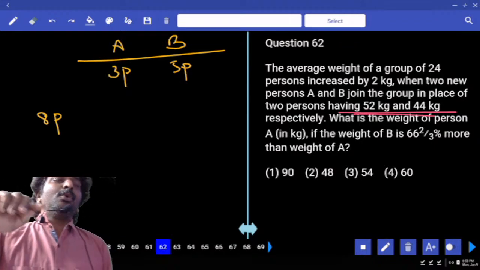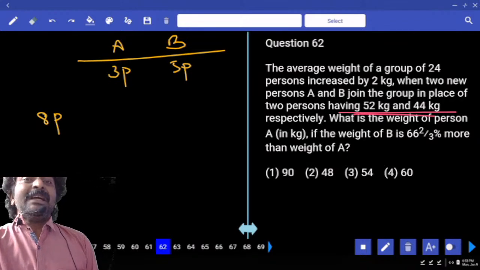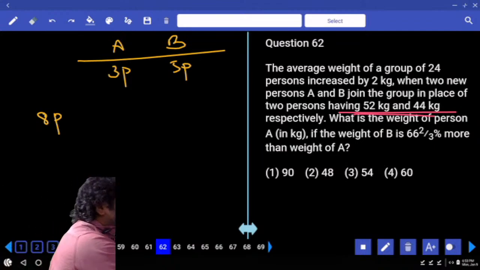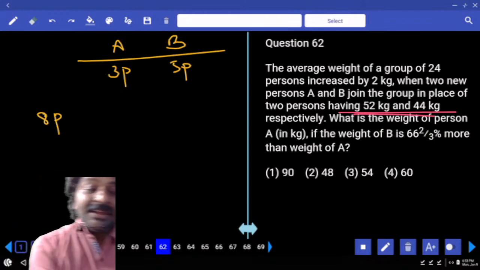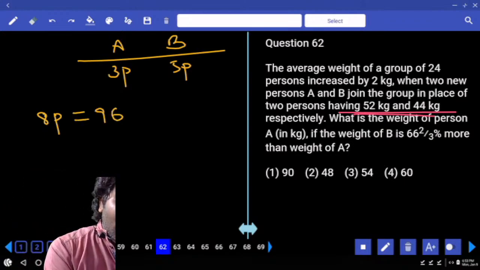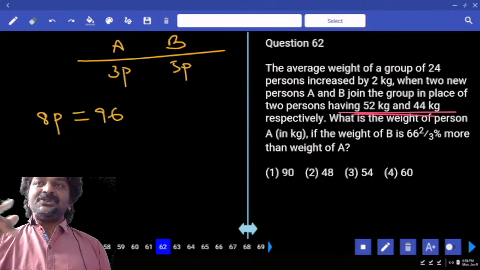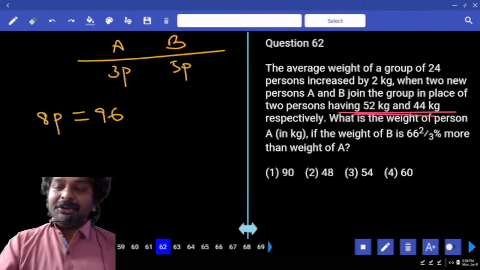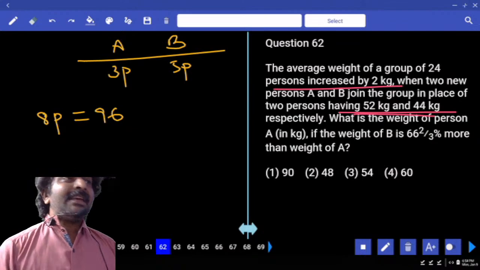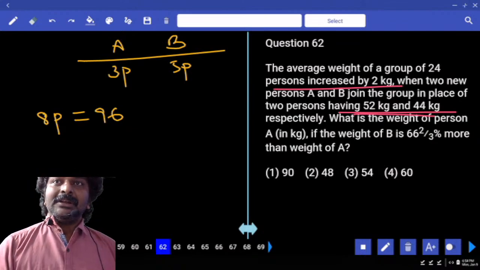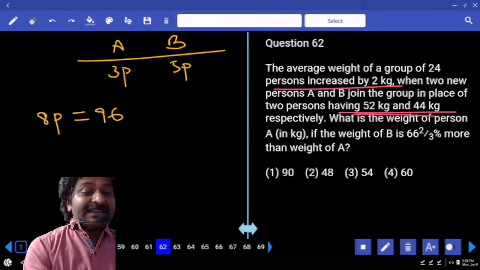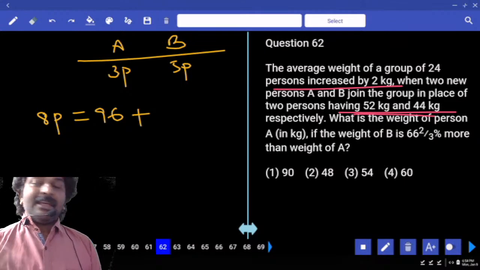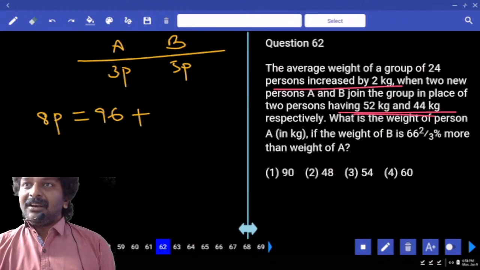What is the weight of 2 people who left from the group? 96. What is the weight of 2 people who joined the group? From number of parts wise, it is 8 parts. If both are equal, average should be same as before. But what happened to average with new people? With new people, average increased by 2. That means new people weight is more than old people who left from the group. Then only average will increase. If both are equal, no change.